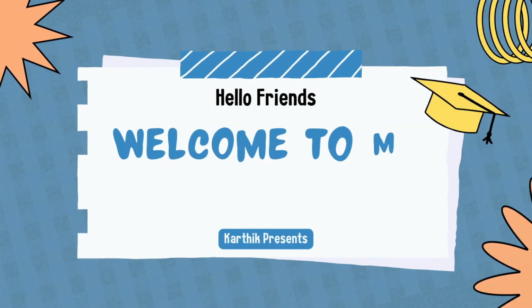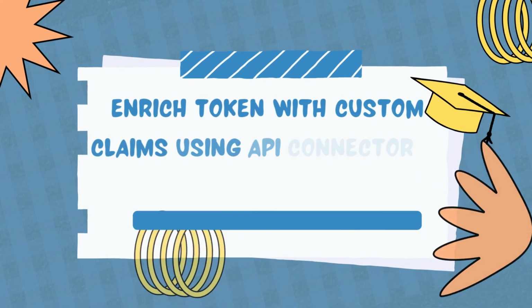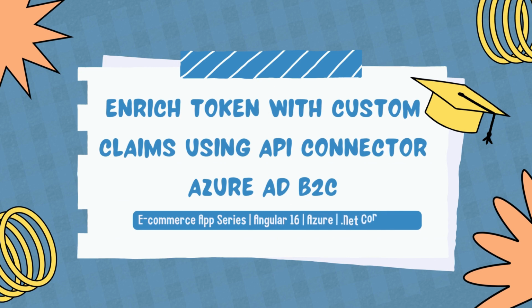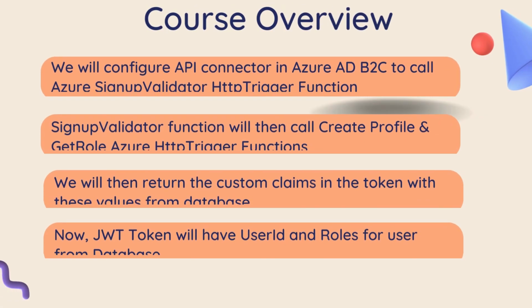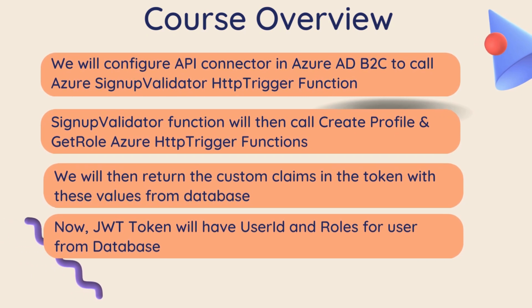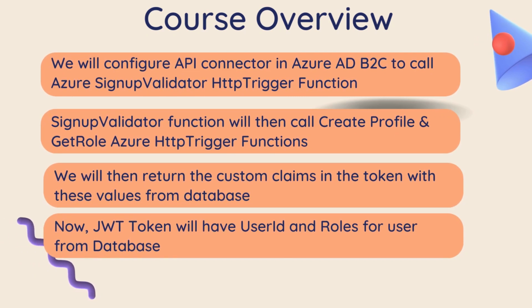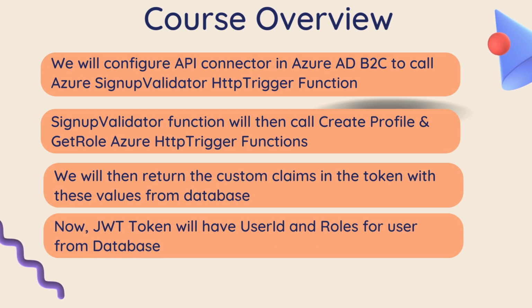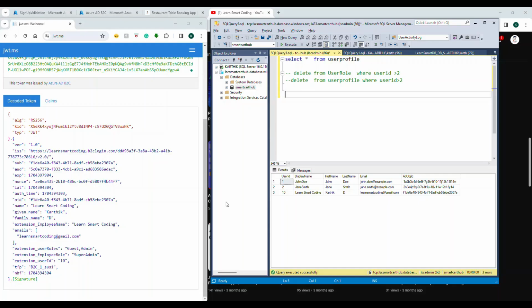Hello friends, welcome back. In this video, I'm going to show you how we can enrich the tokens with custom claims, and not only that, we'll be using this API connector to connect to multiple Azure functions, and we will be inserting the user information into the database and return the user ID that was created. So all of these things will happen in one single call when you log in.